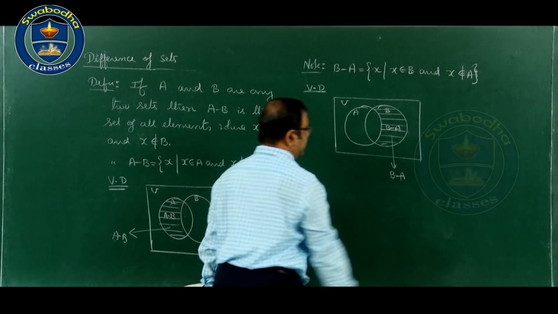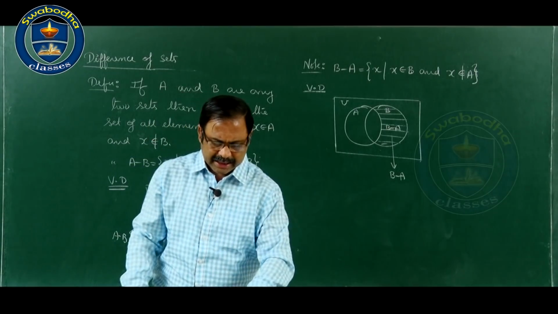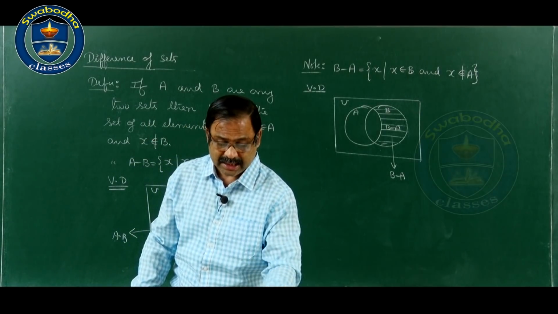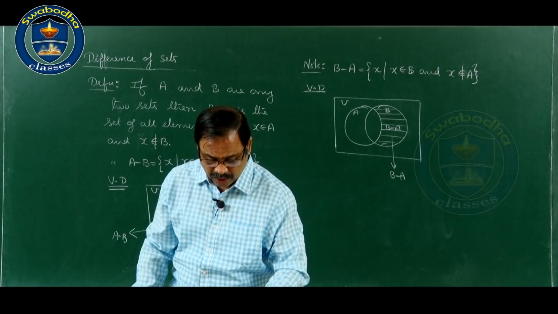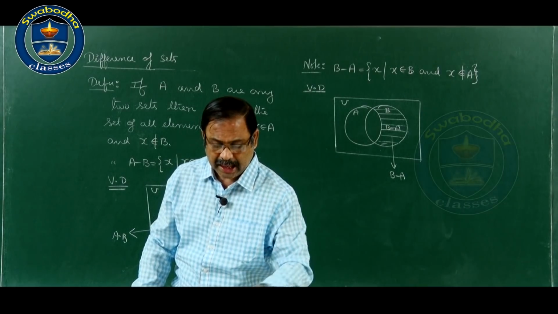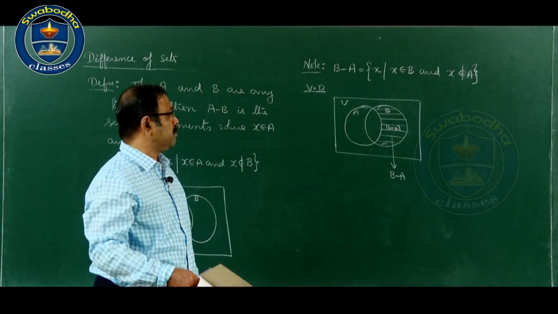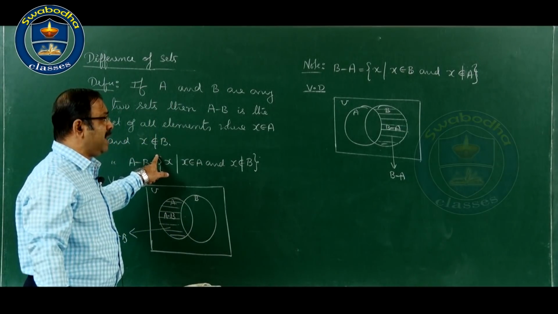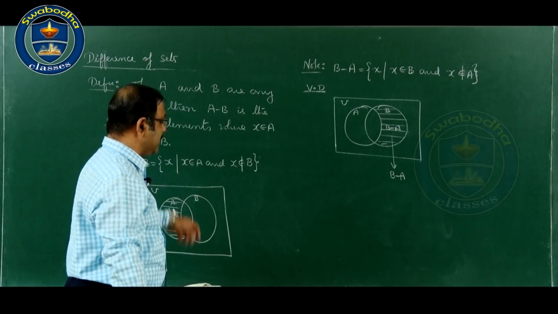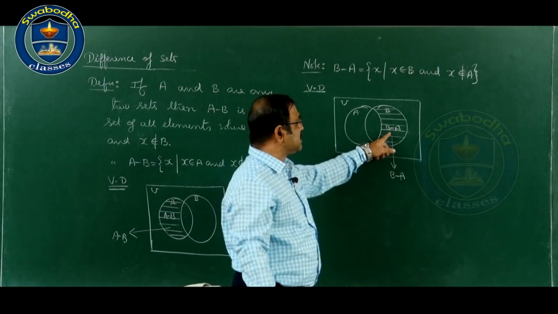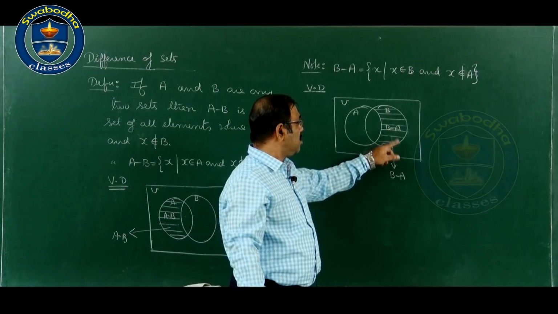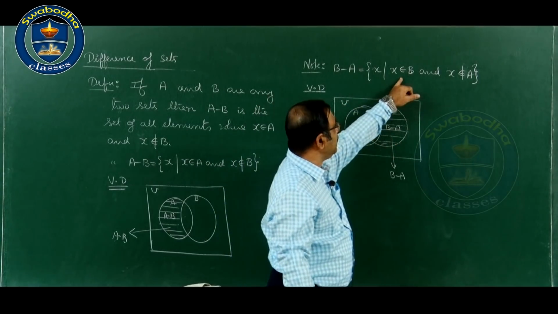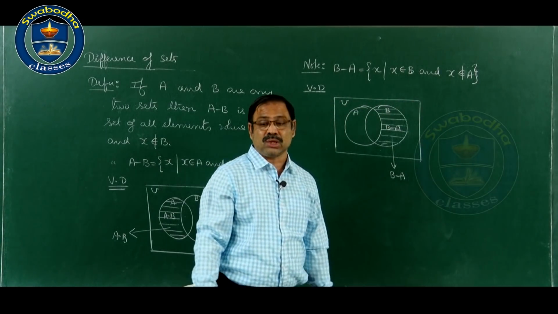B minus A. So A minus B is the set of all elements where x belongs to A and x does not belong to B. What is B minus A? The set of all elements where x belongs to B and x does not belong to A.